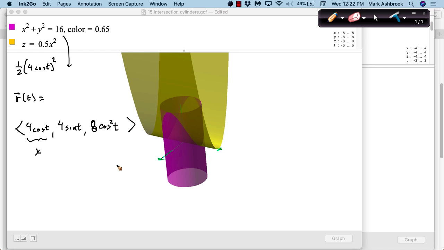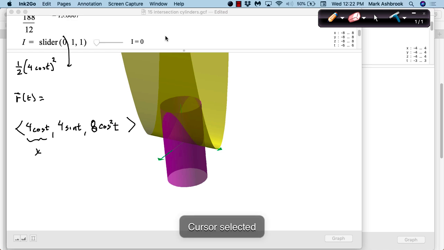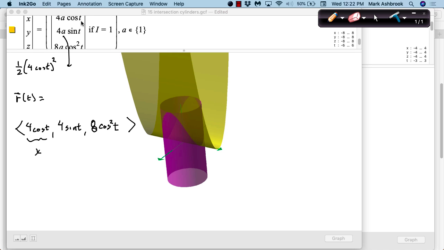So we already have x squared plus y squared equals 16. So we can write down 4 cosine t, 4 sine t for x and y, and then z is according to this relationship with x. So it'd be 1/2 of what we said with x squared, which is 1/2 of quantity 4 cosine squared, which is 8 cosine squared t. So again, if I put that in as a vector function, it should show up as the intersection. Here's 4 cosine t, 4 sine t, 8 cosine squared.